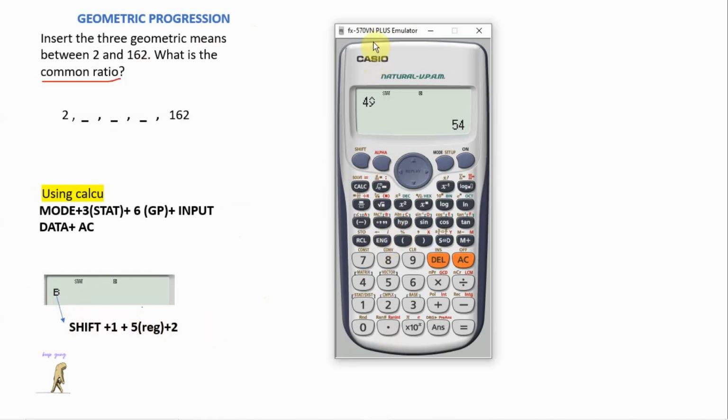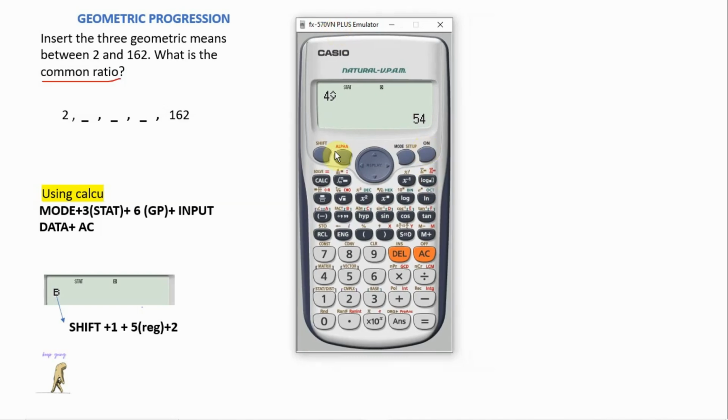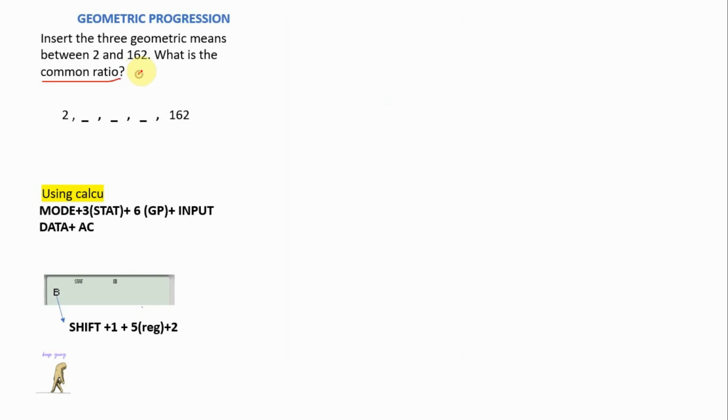So we don't need to change our data here because it is the same as before. What we're going to do now is press shift, then 1, then 5 for regression, and then, as we can see, number 2 for that B. Then press equals, and we will get our answer, which is 3. We have a common ratio of 3.